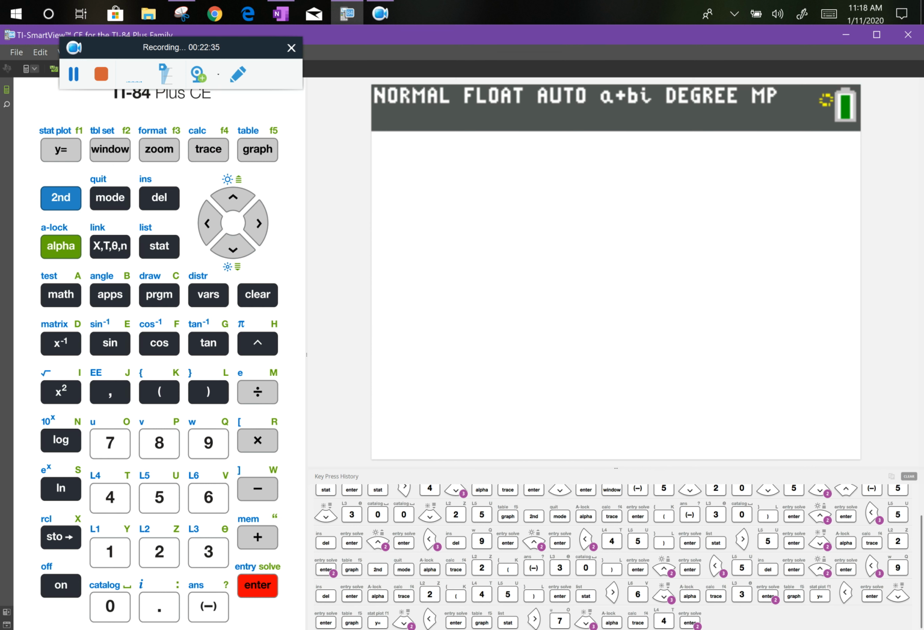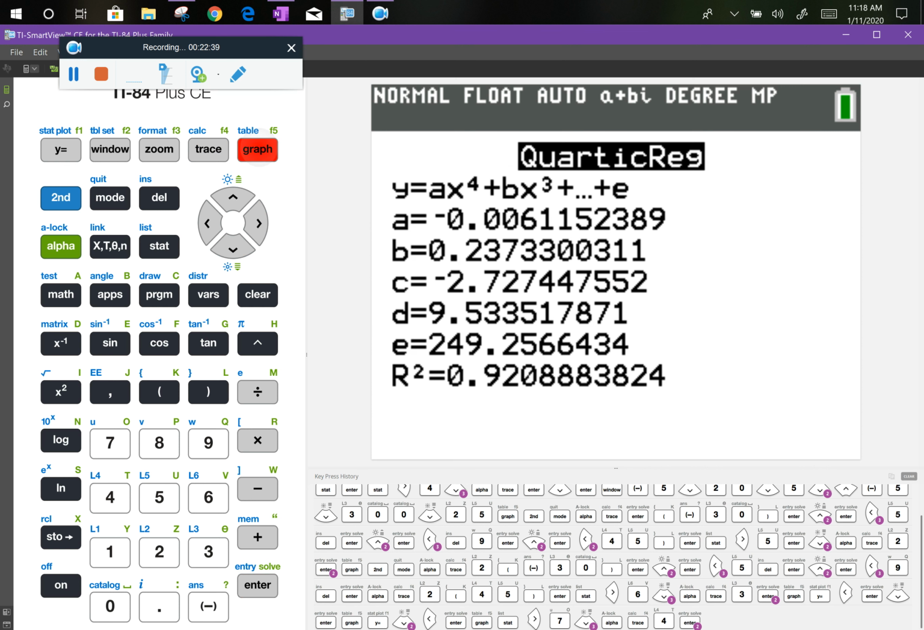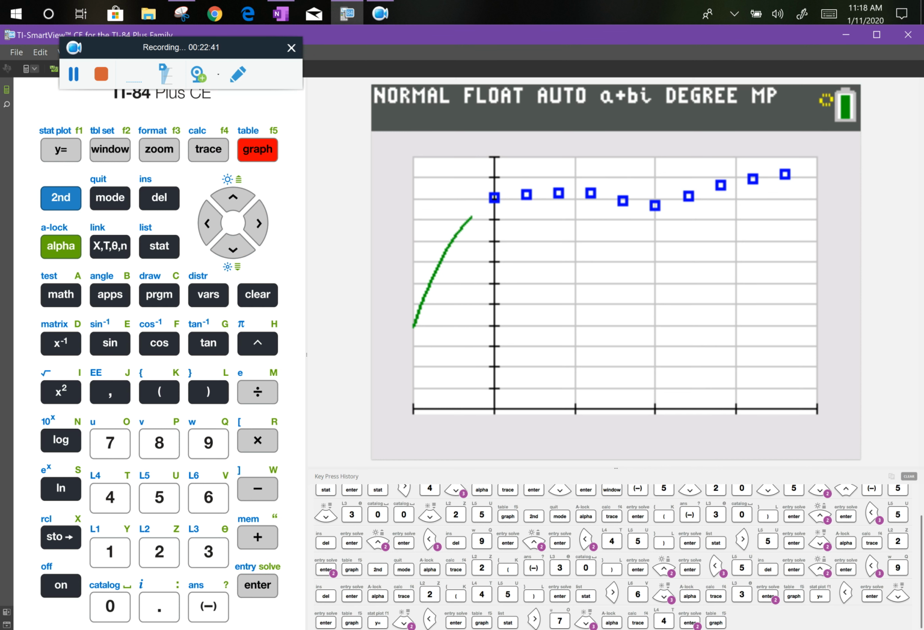All right, so we're calculating. I'm not going to take the time to write it out. I'm just going to peek at the graph. Now we really see it taking that shape. Look at that model. It hits almost all of the points.